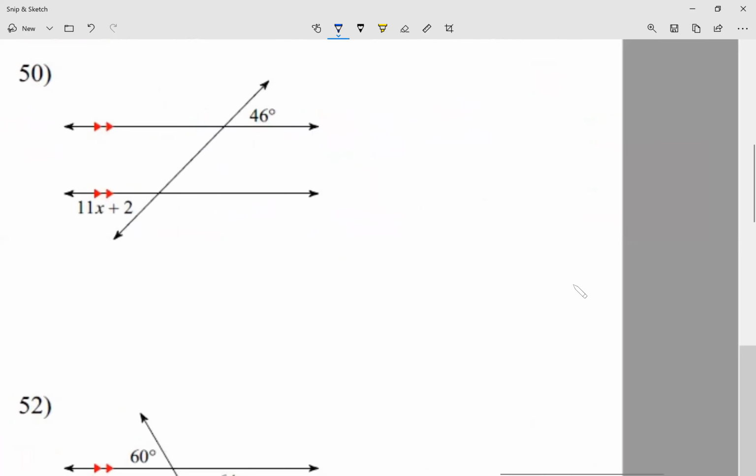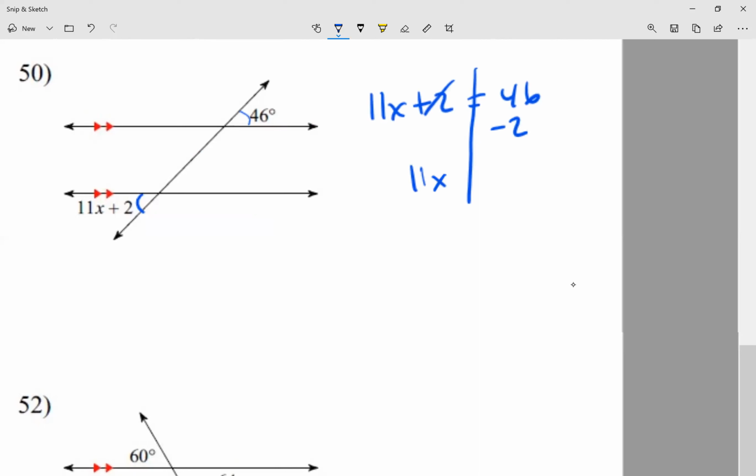Question number 50. I'm dealing with what we call alternate exterior. Alternate exterior, I know those angles are congruent. So I'm going to let them equal each other. So I'm going to go 11x plus 2 equals 46. Separate them at the equal sign. My plus 2, let me move it over as a -2. So I get 11x equals 44. Divide both sides by 11. So x is equal to 4.